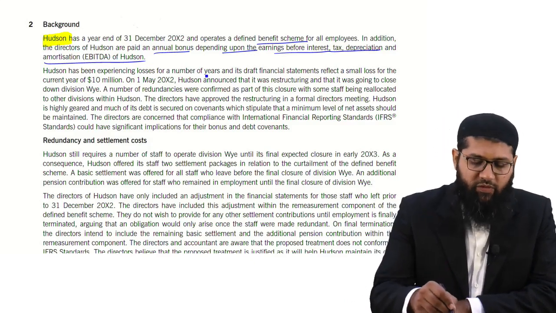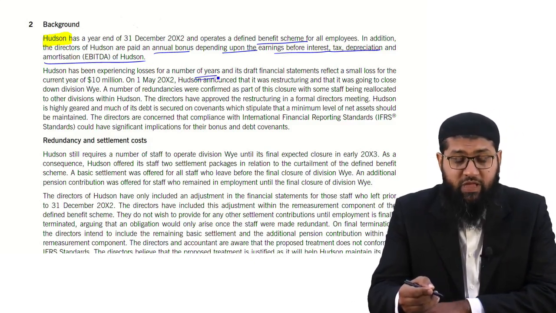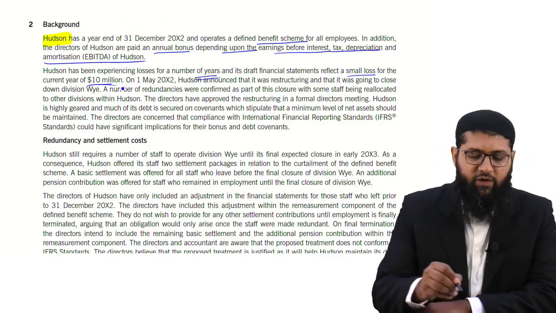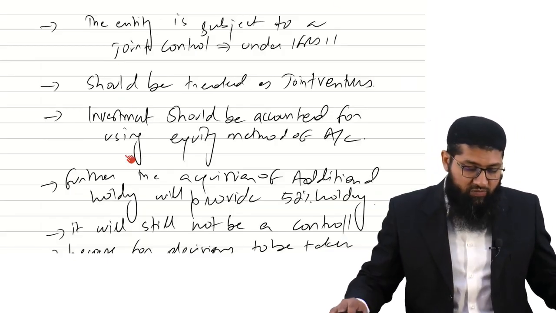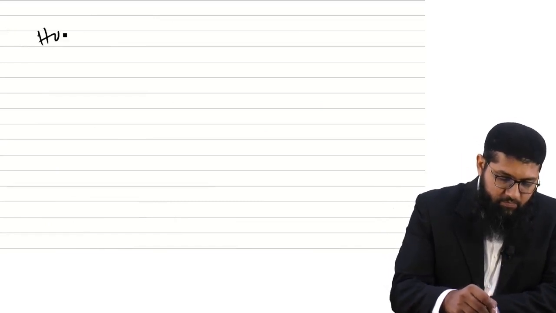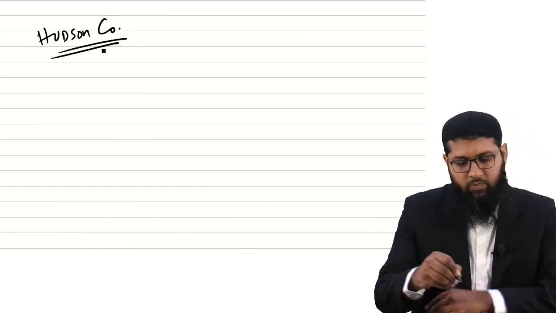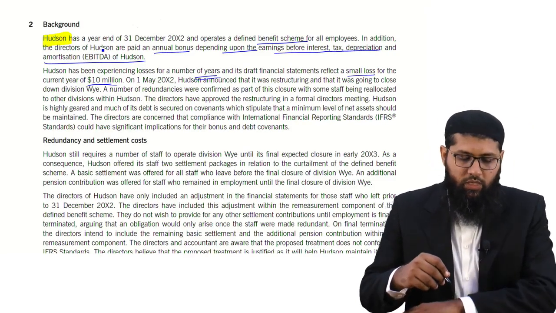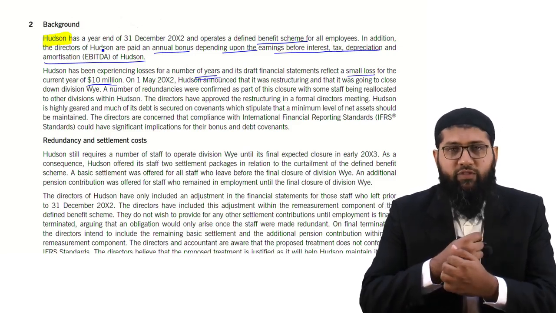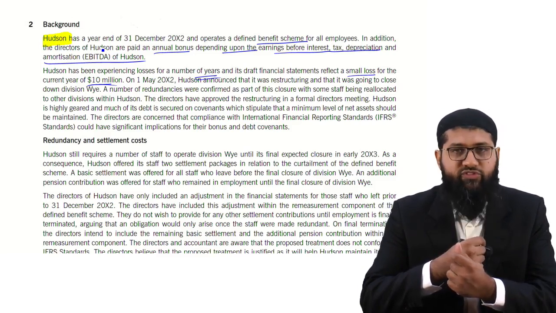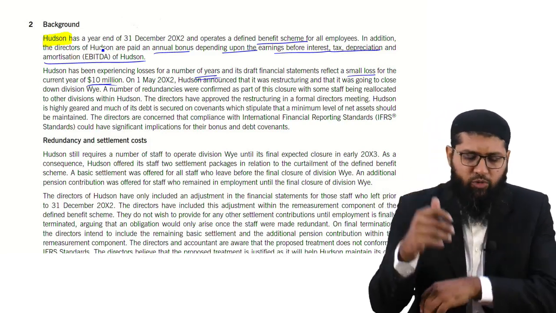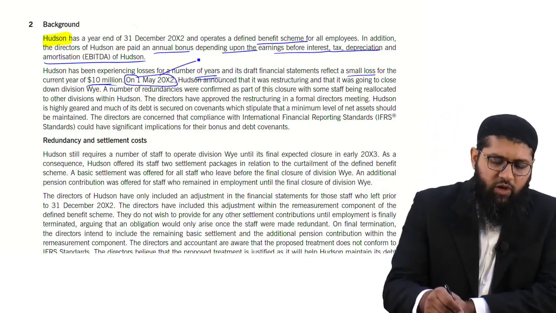Hudson has been experiencing losses for a number of years, and its draft financials reflect a small loss for the current year of $10 million. So you do have a loss in the current year also, and that is of this $10 million. Now, it says on 1st May 2002, Hudson announced that it was restructuring and that it was going to close down Division Y. Okay, so there is a division that they are planning to close down, and they announced it on 1st May 2002.